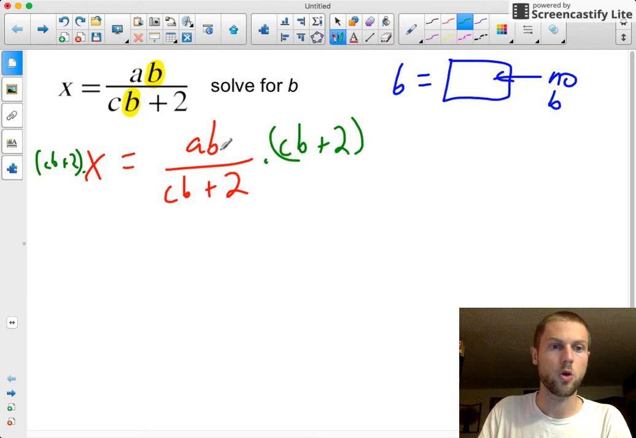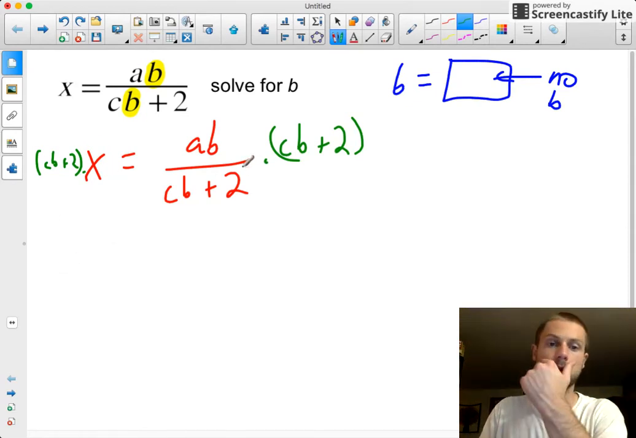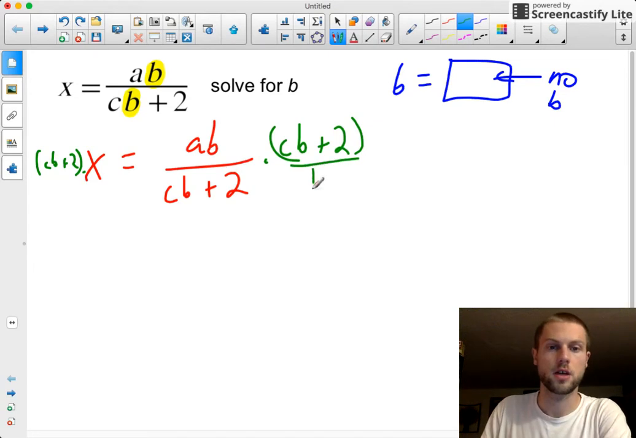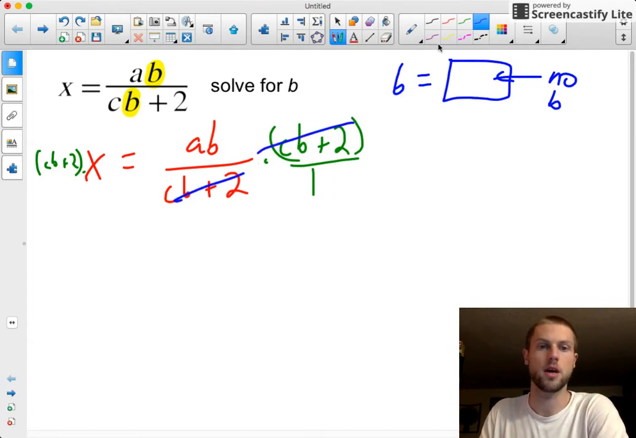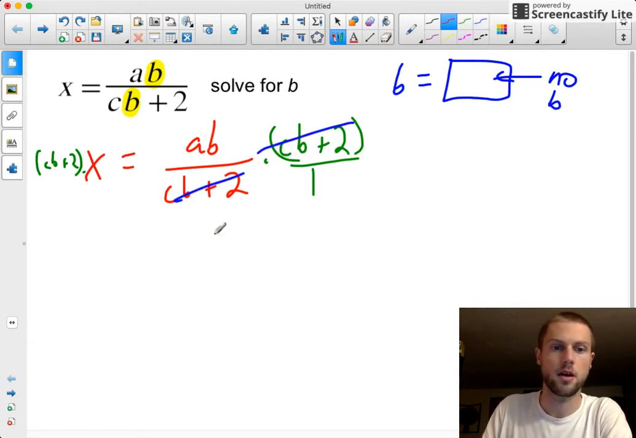Notice I put this whole quantity in parentheses because I'm multiplying all of this by x. Not just the 2, not just the CB, but I'm going to have to distribute that x when I multiply this together. So this is like a CB plus 2 over 1, which is going to end up canceling with this CB plus 2. Hey, isn't that nice? And on my right-hand side, I've got AB left.